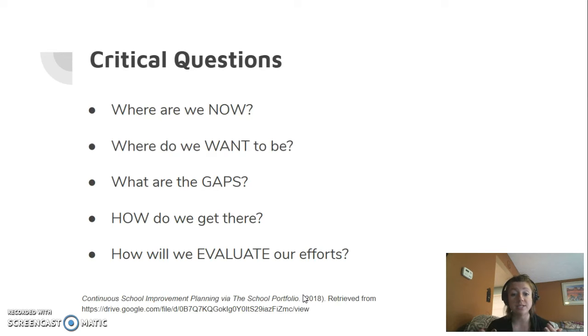So the critical questions that we're pulling from continuous school improvement are, where are we now, which is what we've just seen through the research. Where do we want to be in terms of each of those 3 points of interest? What are the gaps between where we are now and where it is that we want to be, ideally, and how do we get there and evaluate our efforts along the way.